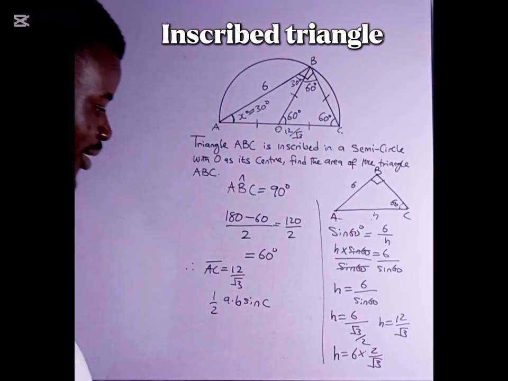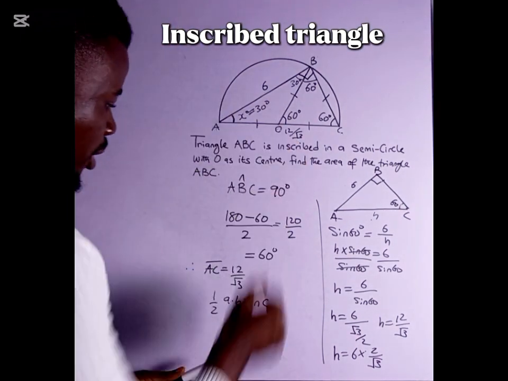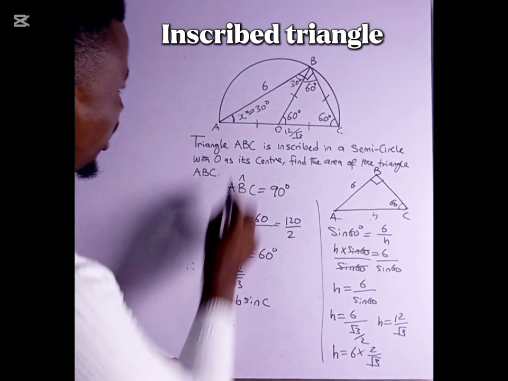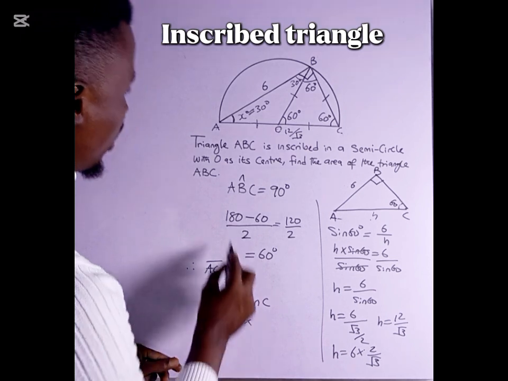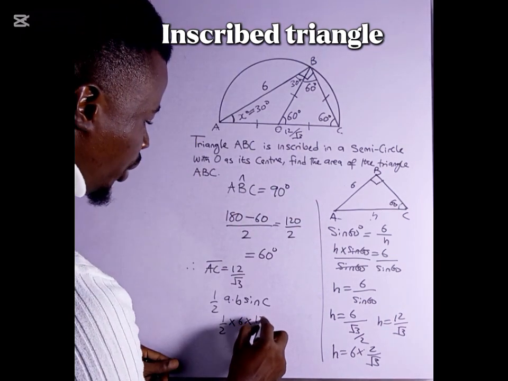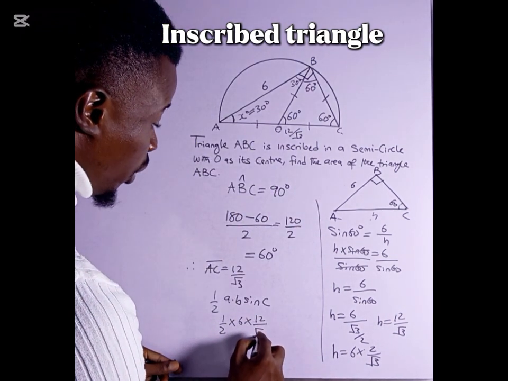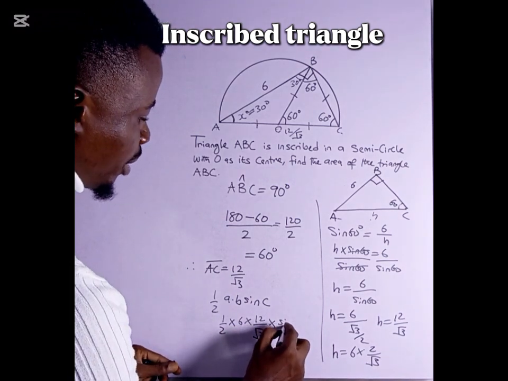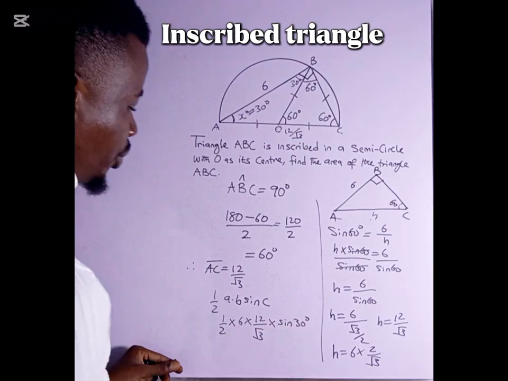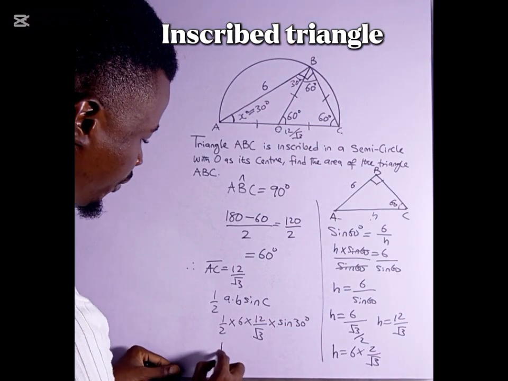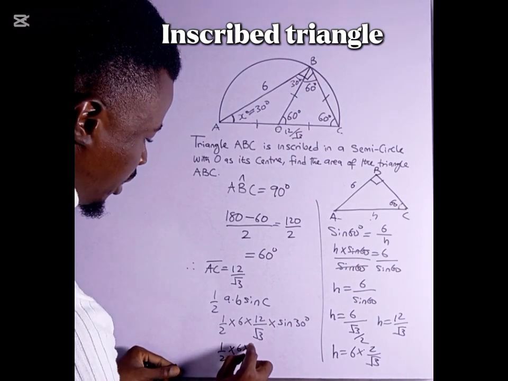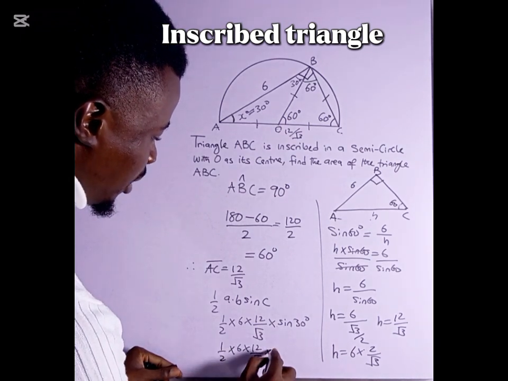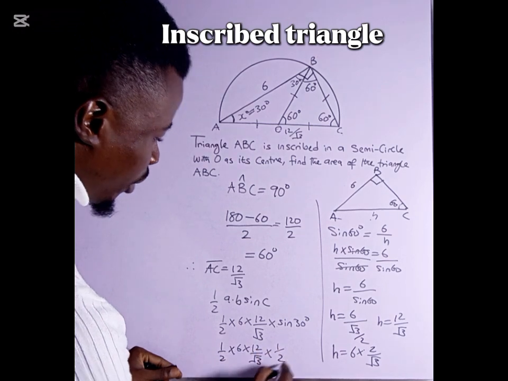So now I can get my what? Area of this triangle. It becomes what? Half times A, take it as 6, times B, my B is what? 12 over root 3, times what? Sine what? The angle between them, sine 30 degrees. So which gives me what? Half times 6 times 12 over root 3 times what? Sine 30 is what? Half also.